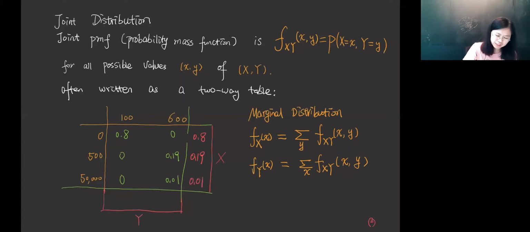Similarly, we can do the same for Y. The marginal distribution of Y for each value can be obtained by summing up numbers on the column corresponding to that value of Y. So the probability that Y equals 100 is the sum of these three numbers, which is 0.8. And similarly here is 0.2.